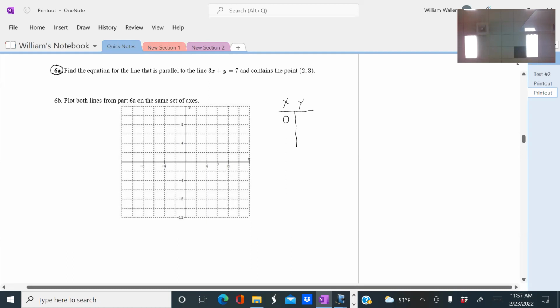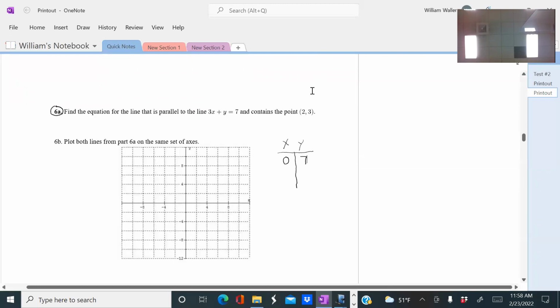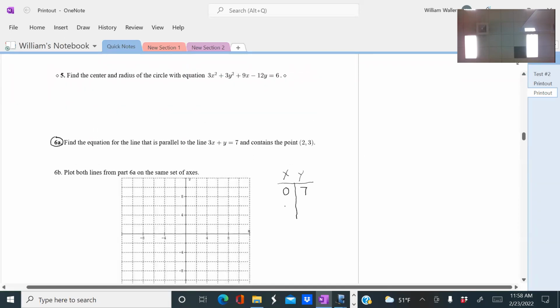If you let x be 0 here, what is y? From this equation, 7. So there's one point, okay? And now to pick another point, pick another x value or pick a y value, doesn't matter. What if we let y be 0? Then what's x? I think it's 7/3. Is that right? Yeah, if y is 0, that drops out. You have 3x equals 7, divide both sides by 3, so you get x is 7/3, right?